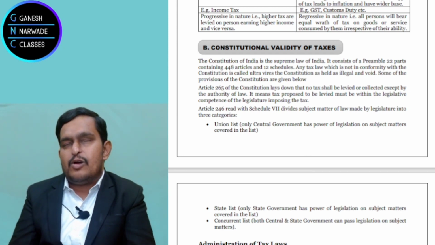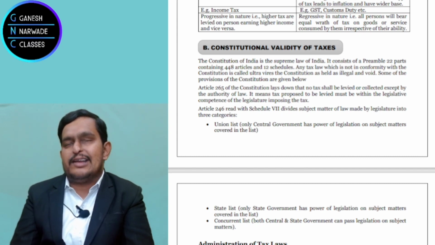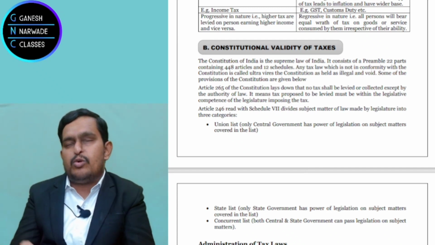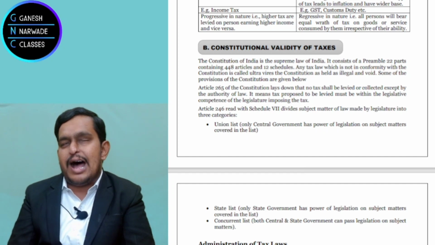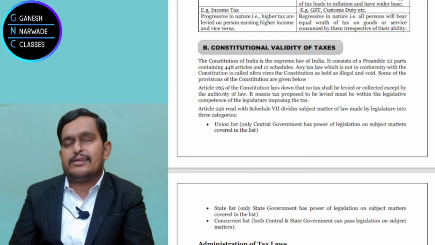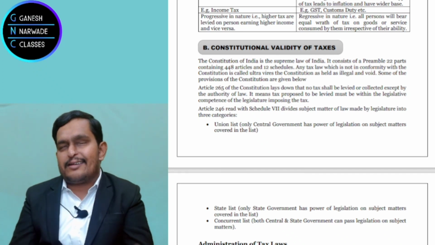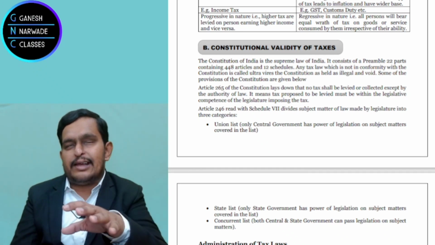Concurrent list. Who has the power? Both have the power. But suppose there is a conflict, whether center's power is more or state's power is more. To remove the conflict, they simply said Article 254 applies. What is Article 254? It simply says that in case of conflict between center and state, central government has the power to make the law, and center's law will be prevalent, dominating.